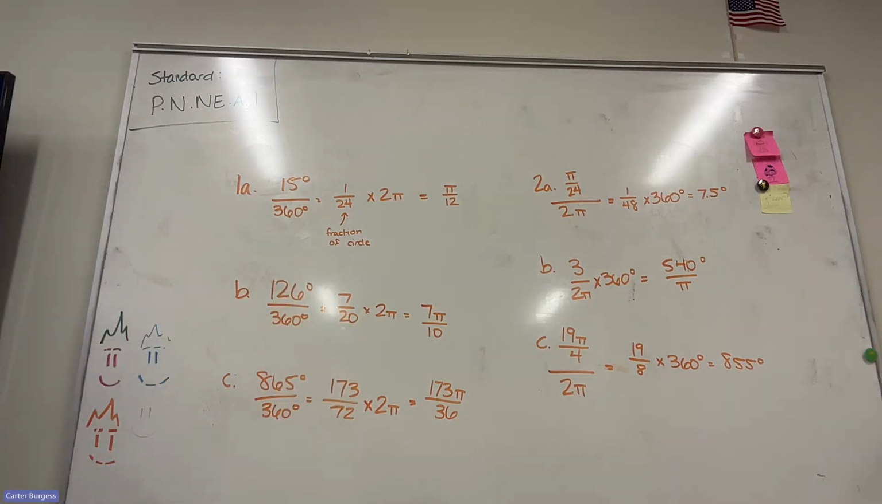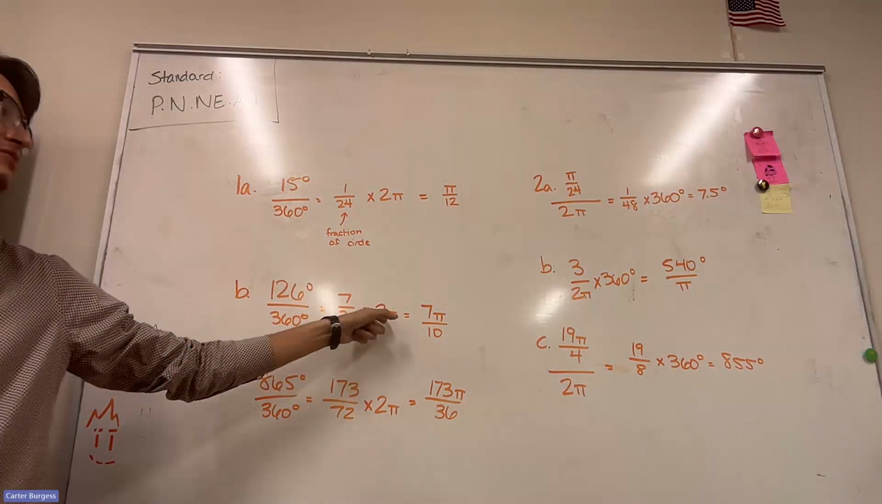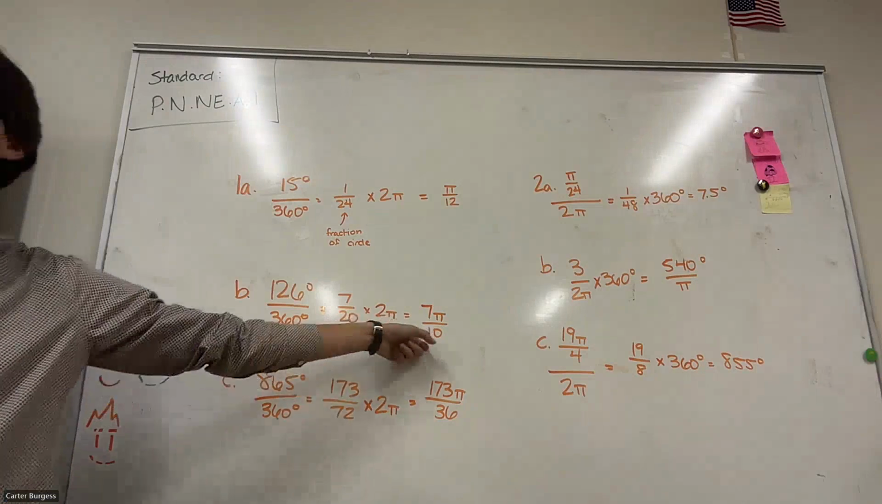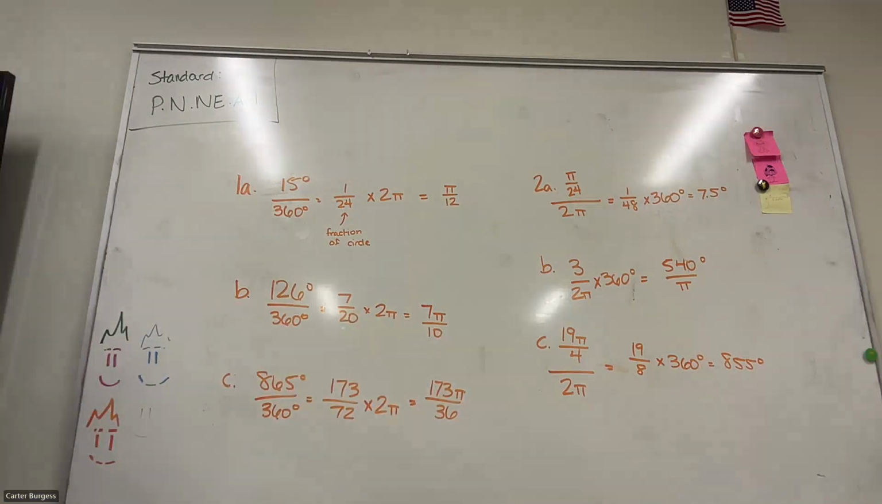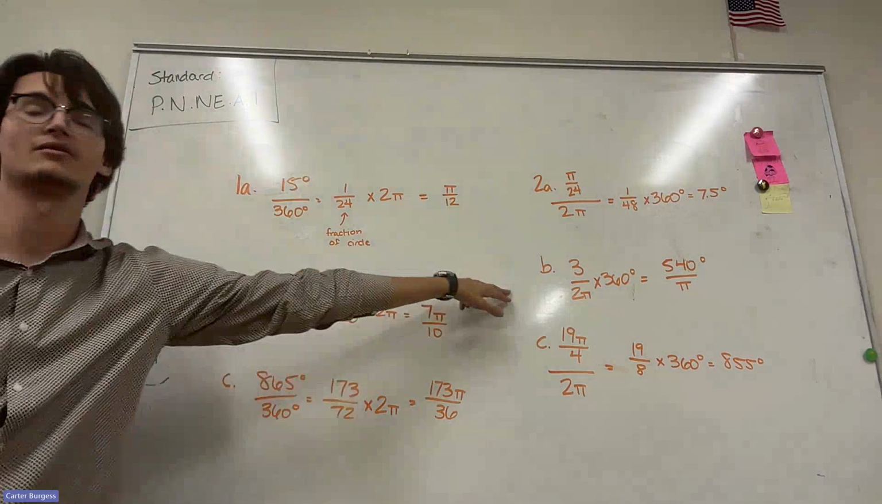Wait, cancellation? Yeah, so like 7 over 20 times 2 pi, I cancel the 2 from here and from here to simplify it to 7 pi over 10. But you also can write it as 14 pi over 20. 7 times 2 pi is 14 pi over 20. I thought it was just because it was dividing. Well, here we're dividing by 360 and then multiplying by 2 pi. Over here we're doing the opposite.